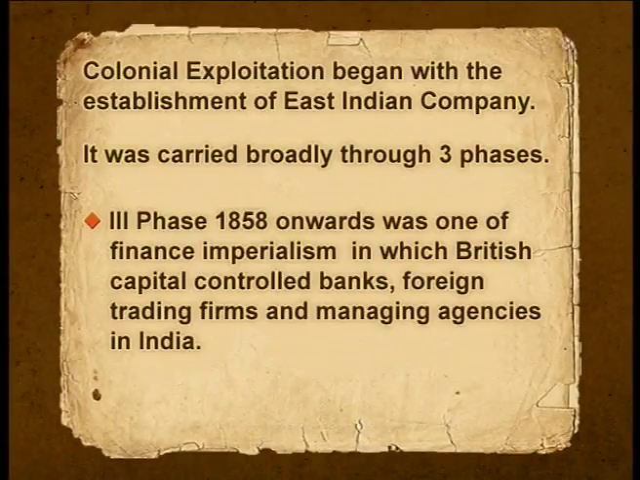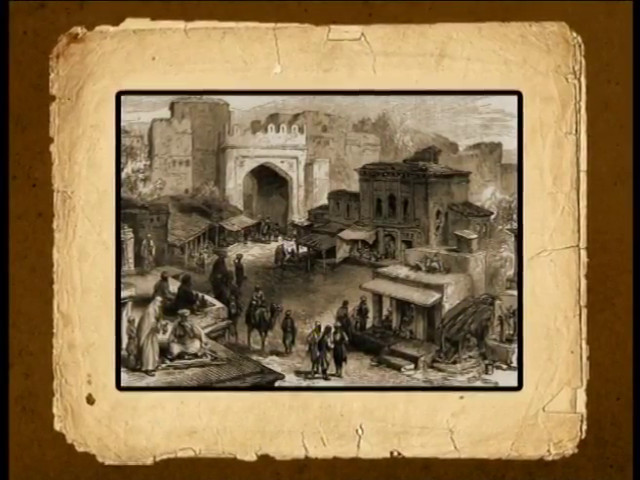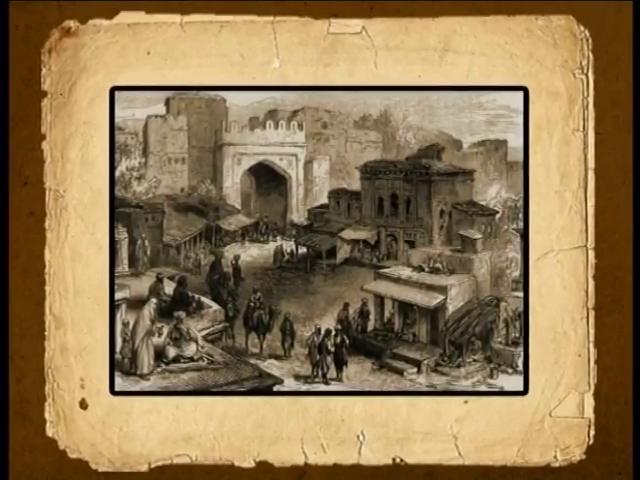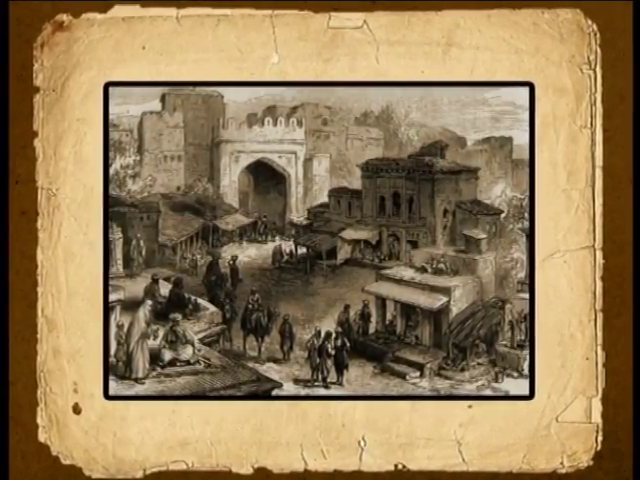Now the third phase was entirely different. It commenced after 1858, and it was one of finance imperialism. This was a period when British capital controlled all the banks, foreign trading firms and managing agencies in India. So through different phases, we find that through their economic and political policies, they tried to control the economy in the interest of the British Empire, subduing the interest of the people and the economy of India.